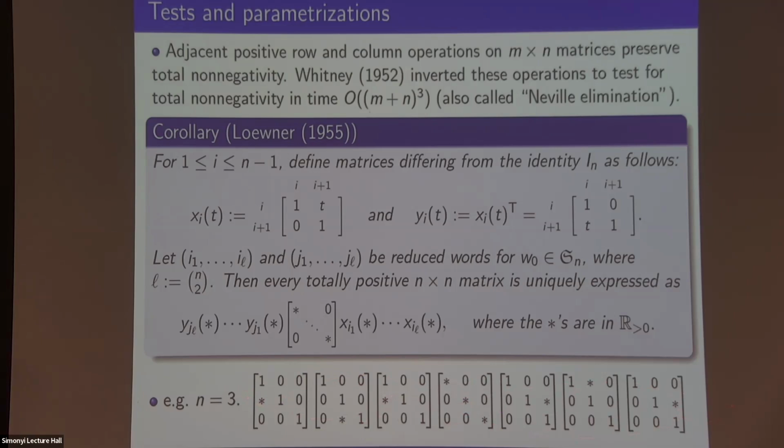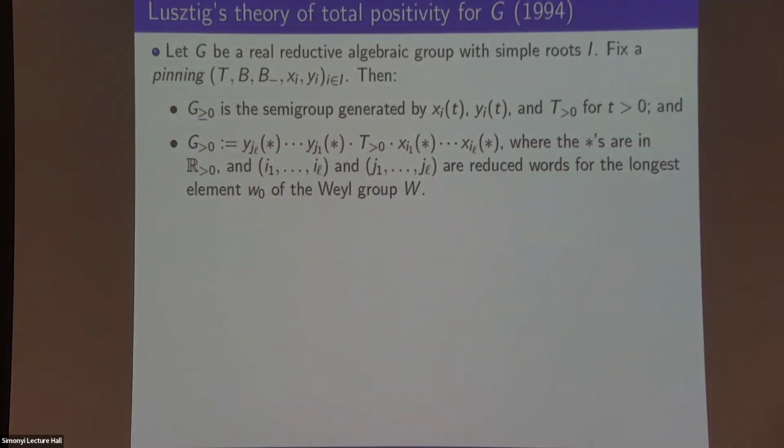Now, this is about the symmetric group and GL_n, so this is a type A story. If you're interested in generalizing this to other types, it's very clear what you should do here. But strangely enough, this was not done until the 90s by Lusztig. What Lusztig did was he basically used this Loewner-Whitney theorem to define the totally positive part of an arbitrary split real reductive algebraic group G.